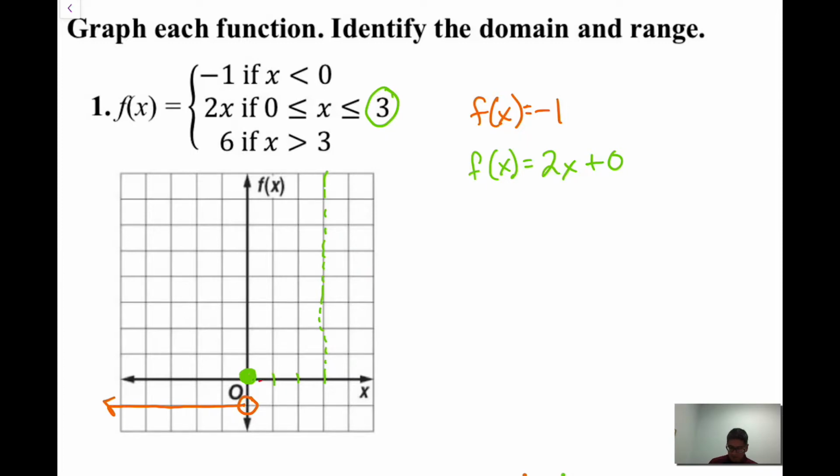But let me graph my line first so I can see where it's at. My y-intercept is 0, and my slope is 2. So up 2 over 1, up 2 over 1, up 2 over 1. Oh, there it is right there, right on that line, right? So here's my line. Okay, here is my function.